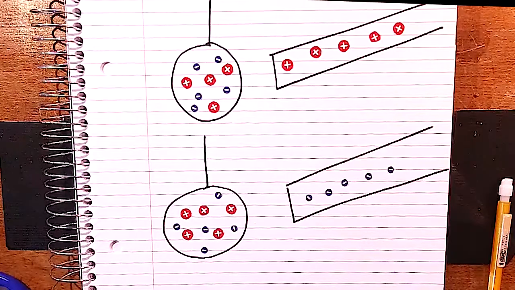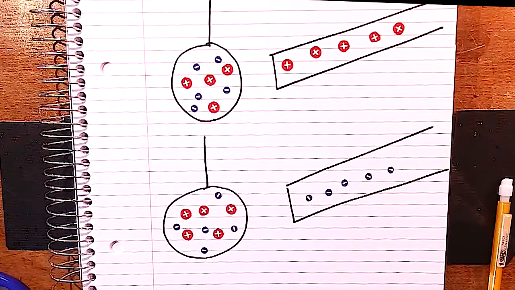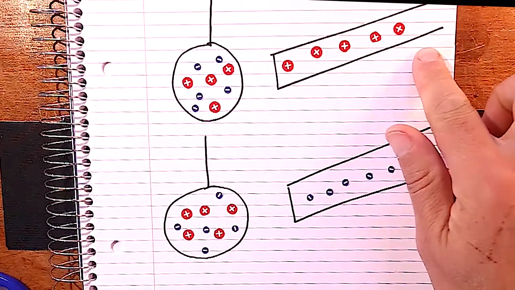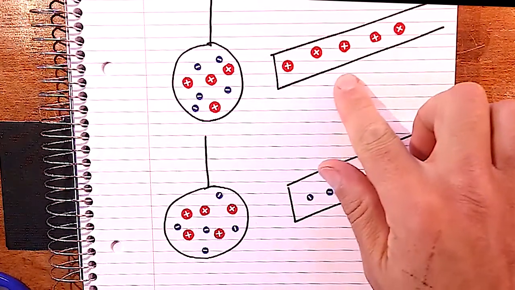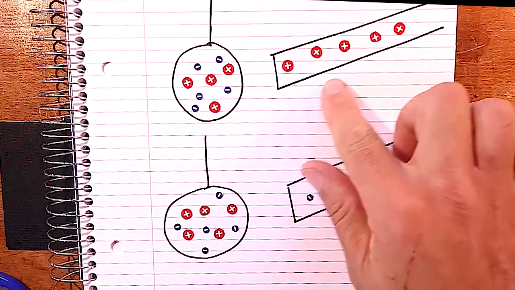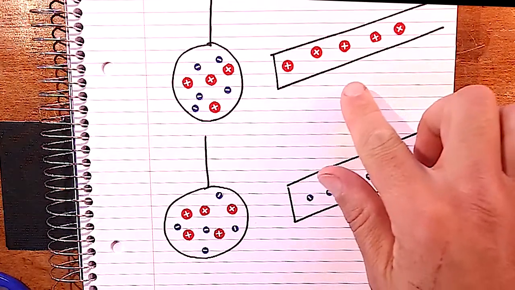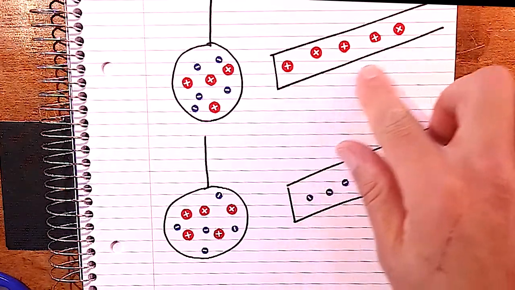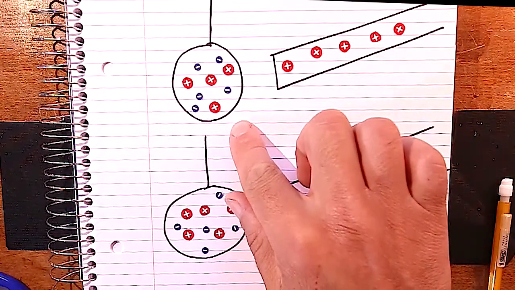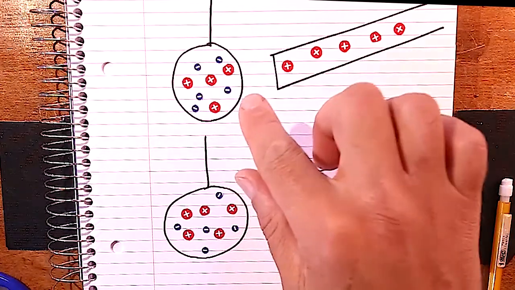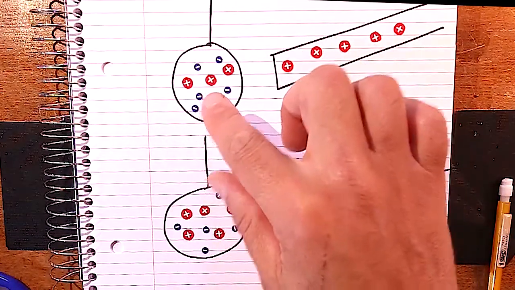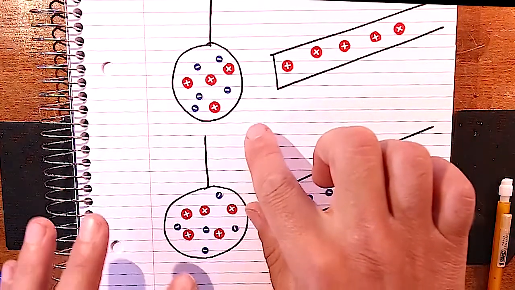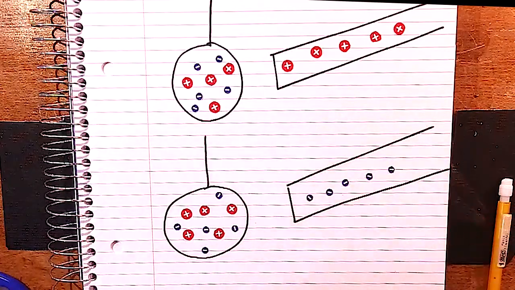Here's where we get into the strange effect. If we have a rod that is overwhelmingly positive, so we're going to draw this with just positives, it doesn't mean that there's no negatives in it. It just means it's so positive that we can just represent it with pluses. And over here we have a neutral pith ball. A pith ball is just a ball that hangs from a string, and it enables us to see what happens when we get attraction and repulsion.